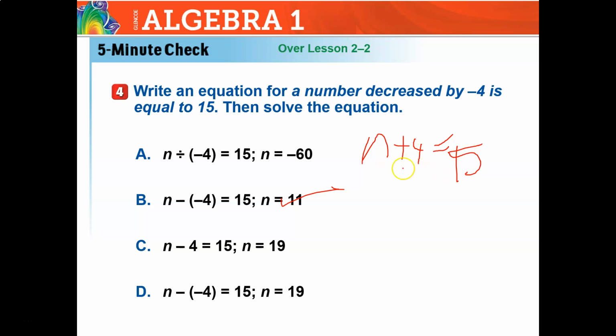Okay, so what's the opposite of plus 4? We're going to subtract 4 from both sides. 15 minus 4 is 11. So n is equal to 11. So going back to our equation, these two looked correct. So now we have 11 or 19. Our answer would be n equals 11.